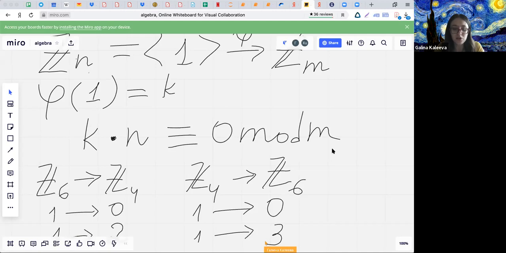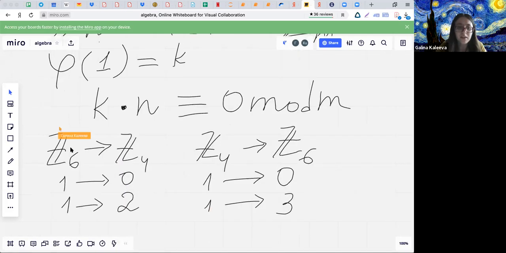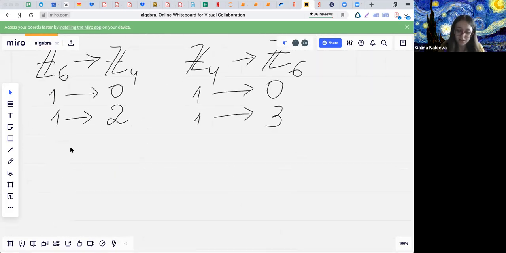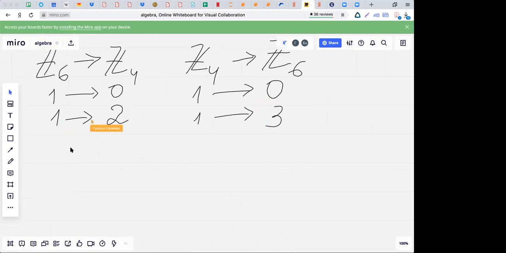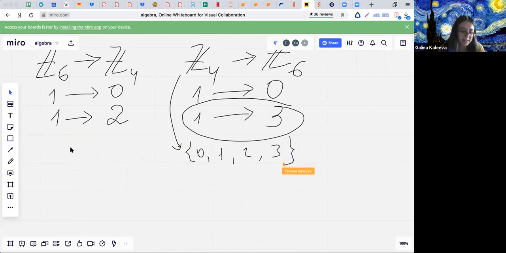Yeah, this is your question. Let's see here. For example, for this homomorphism, what do we have for other elements? I know that Z4 consists of 4 elements, 0, 1, 2, 3. And every element of Z4 can be represented as 1 plus 1 plus 1, k times. Okay? This is 1 by k.